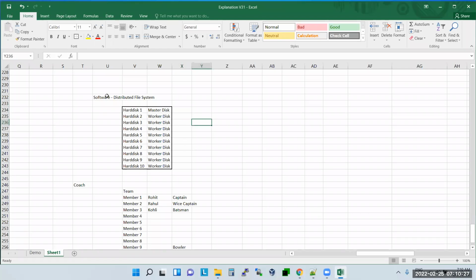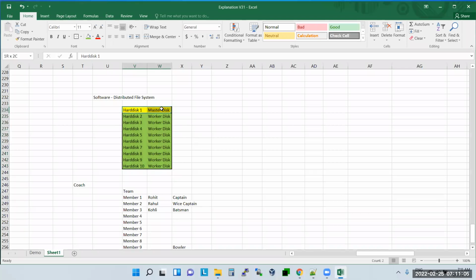So what is the software doing here? This software is doing the actual work. Now the software knows that this is the master disk and these are the worker disks. Software only knows this. Software is making this entire thing a single storage. As per the software, this is a single storage.